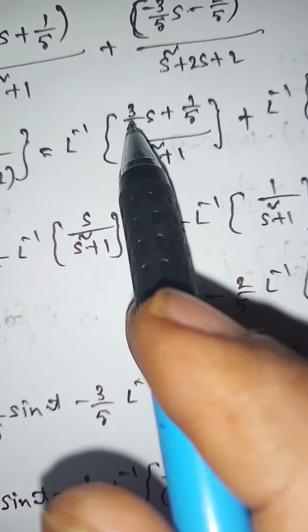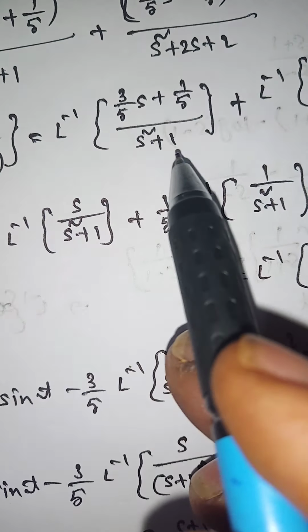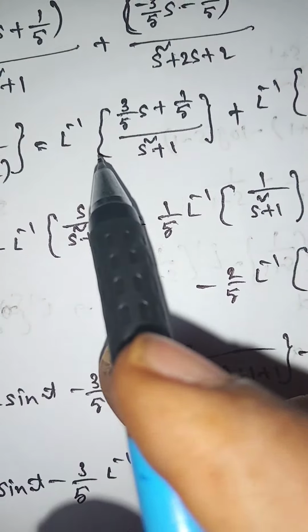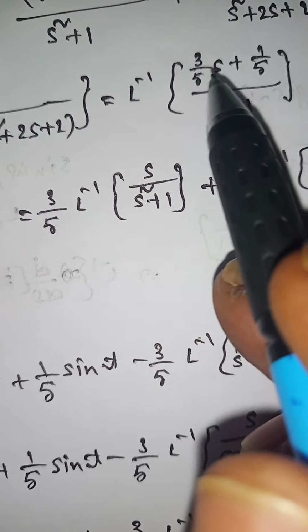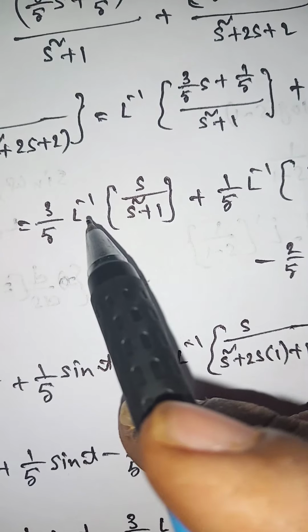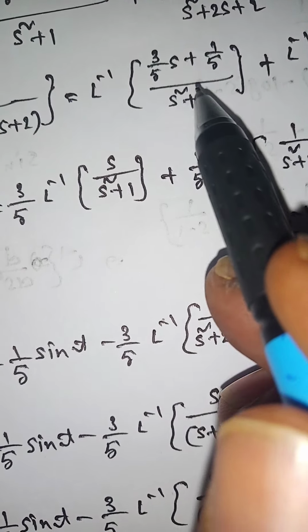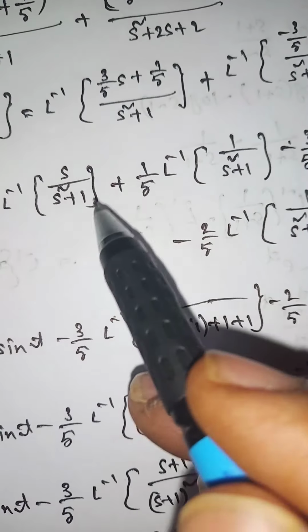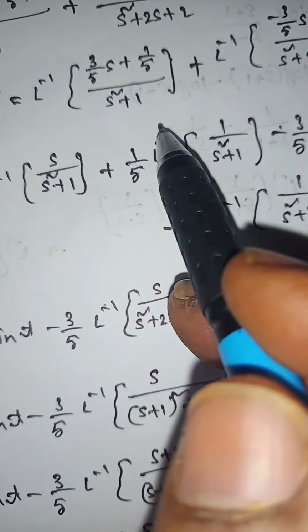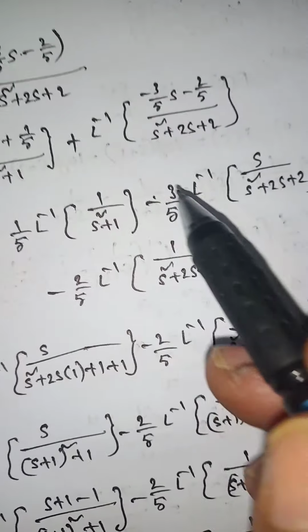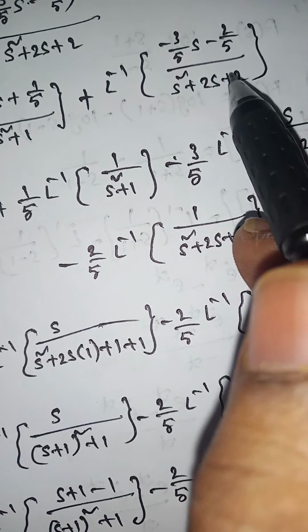And that means this one by this one, 3 by 5 s by this one. If you apply, divide into 2 L inverses. L inverse, 3 by 5 I am going to take as constant, which I am going to take out. L inverse of s by s square plus 1, plus 1 by 5 is constant, I am going to take out, L inverse of 1 by s square plus 1. I have converted into 2 terms and into 2 L inverses, plus 2 terms by a single term.